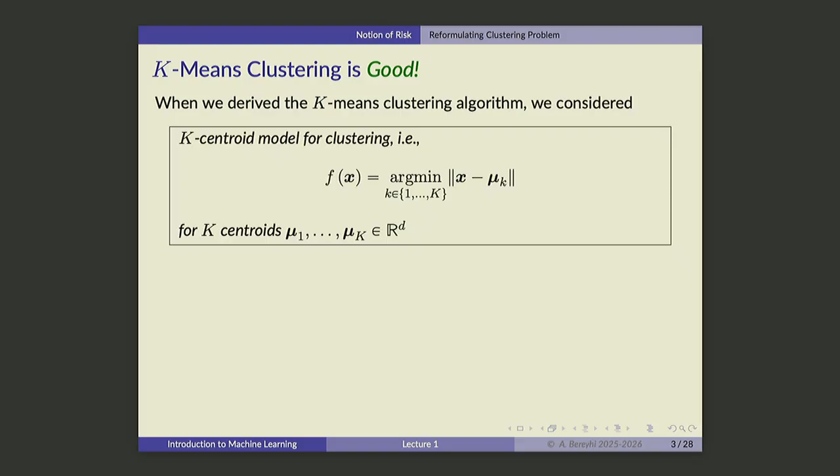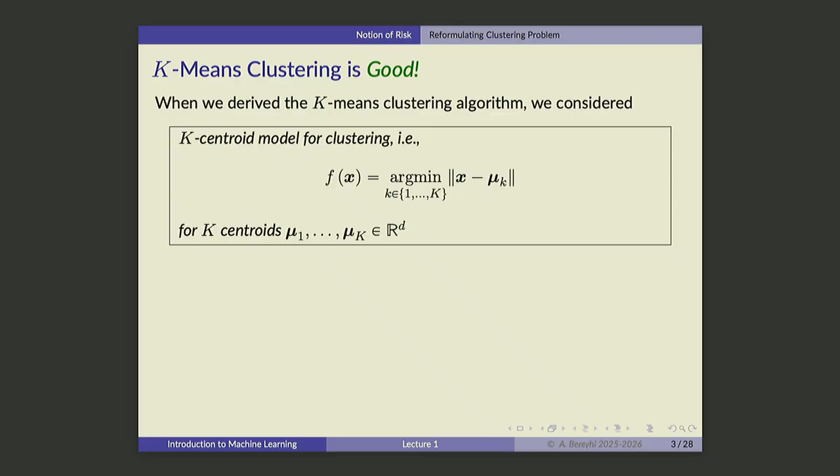What I told you last time was that k-means clustering is actually a good algorithm. In other words, the centroids that this algorithm finds are a good choice of centroids. But I did not tell you how I define being good, and this is what we want to do today. We want to see how we can formulate the problem of clustering concretely, and then try to solve it, and you're going to see that we get back to k-means clustering.